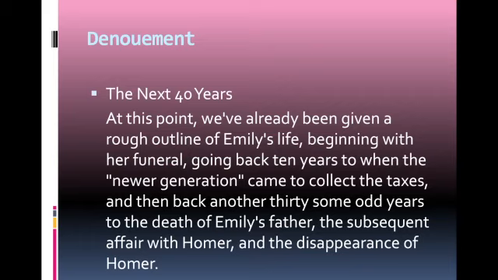And then you go back 10 years in the first part of the story when the newer generation came to collect the taxes that she refused to pay. And then you go back another 30-some odd years to the death of Emily's father. And then we continue on in the other parts of the story with the subsequent affair with Homer and the disappearance of Homer.